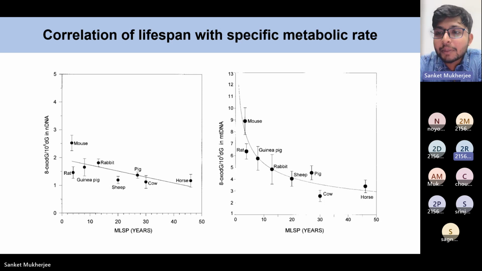Now, again it is a correlation: as the amount of 8-oxoguanosine decreases, the lifespan of that particular organism also increases. For example, that means the DNA damage repair system is more functional in the case of a horse as compared to a guinea pig. So that is the thing. Fine, that's a good observation. This relation is more linear.